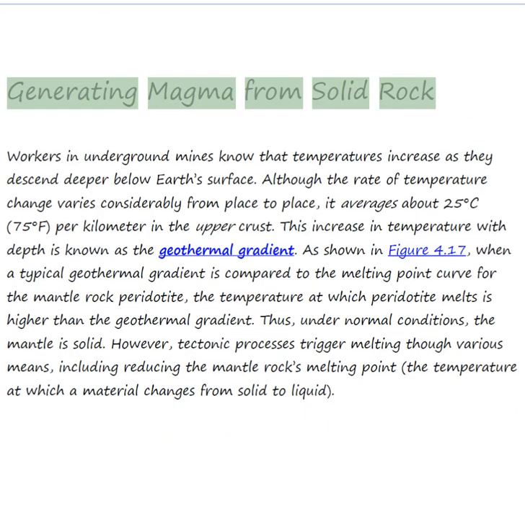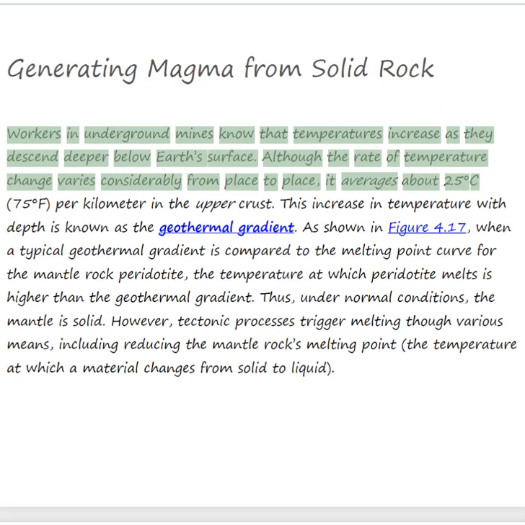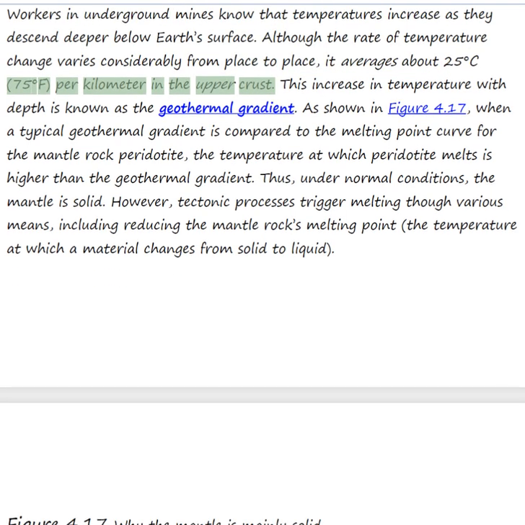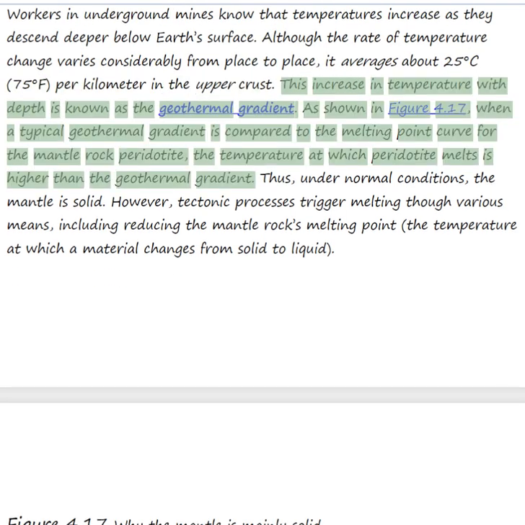Generating magma from solid rock. Workers in underground mines know that temperatures increase as they descend deeper below Earth's surface. Although the rate of temperature change varies considerably from place to place, it averages about 25 degrees Celsius per kilometer in the upper crust. This increase in temperature with depth is known as the geothermal gradient.